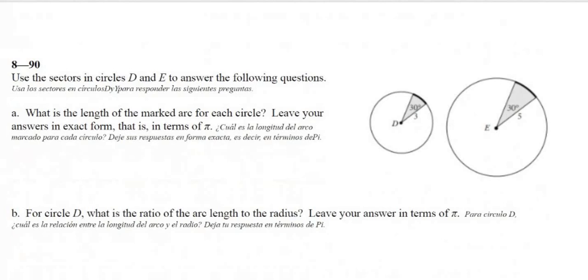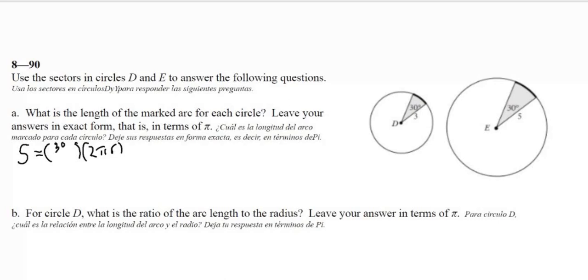Now we're going to use our formula and do a little investigation about how a central angle impacts the fraction of a circle that a sector takes up. What is the length of the marked arc for each circle? Here we're looking at circles D and E. So first we're asked to find the arc length. So that's S is equal to the circumference of the whole circle, 2 pi r, multiplied by the portion of the circle taken up by my central angle.